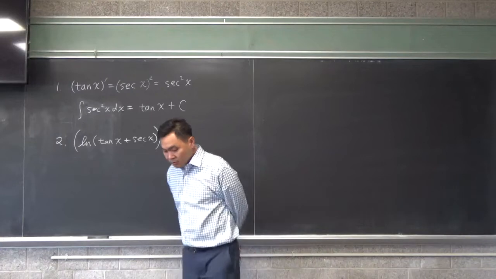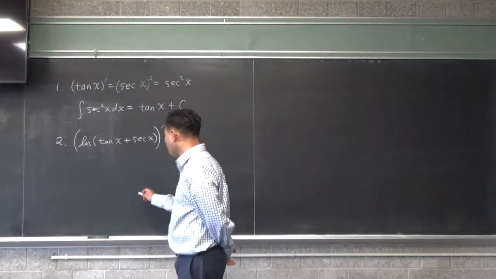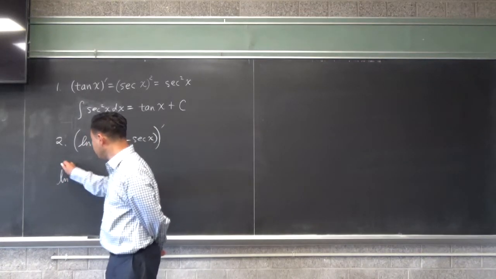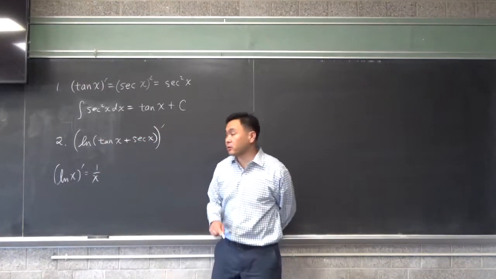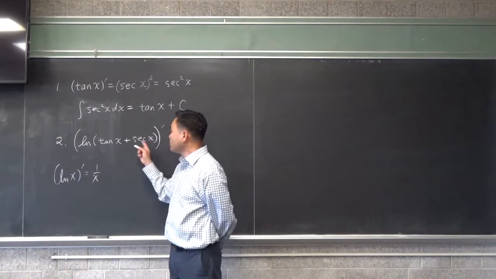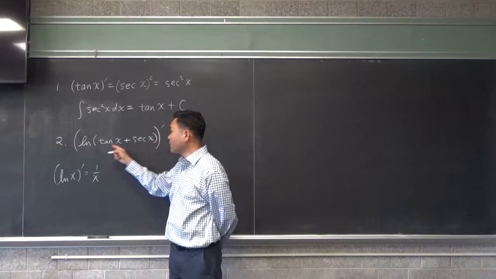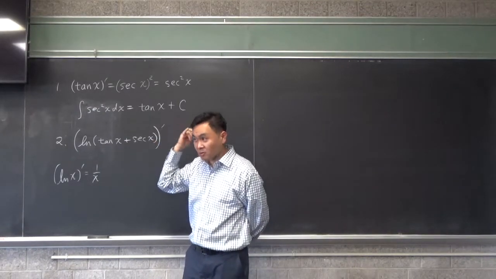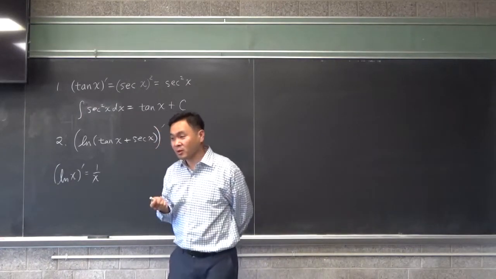Okay, so the first thing that you have to know is how to differentiate a log. What's the derivative of a log of x? 1 over x. Good. And what's happening here is that this entire thing, tangent x plus secant x, is inside the log of x. And when you have a function inside another function, you're supposed to use? Chain rule. Good. So we're going to use the chain rule.